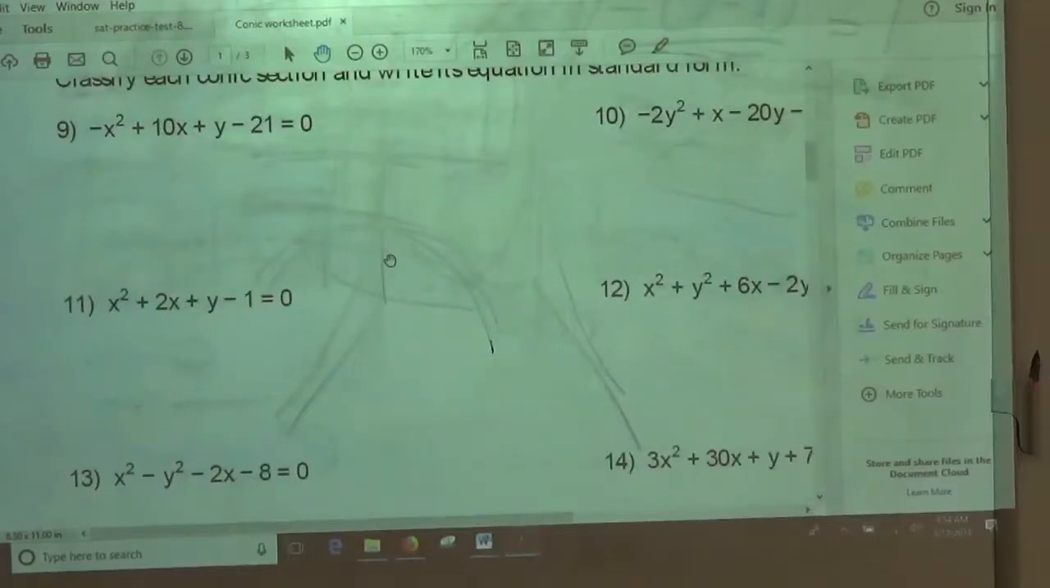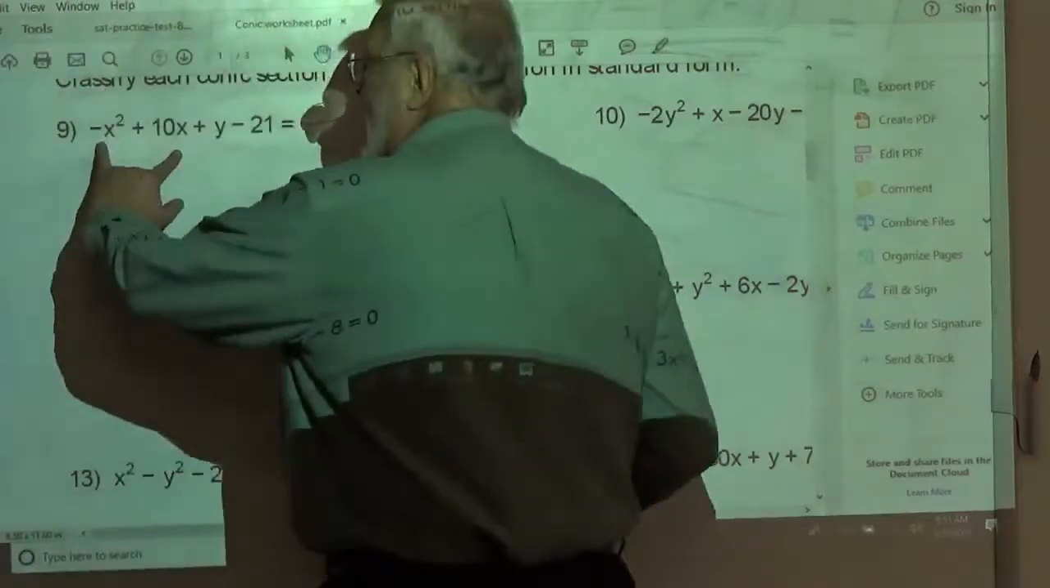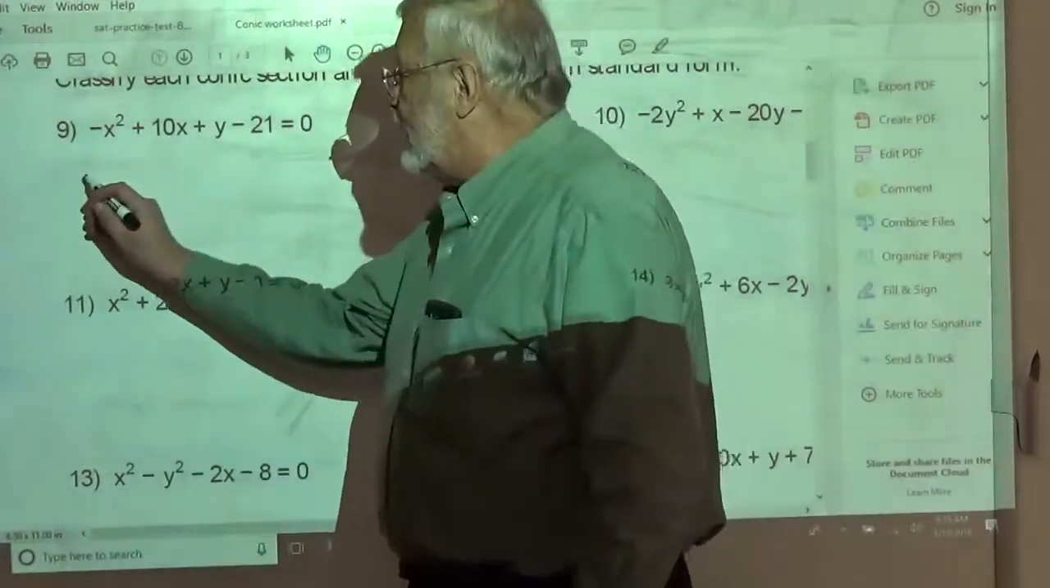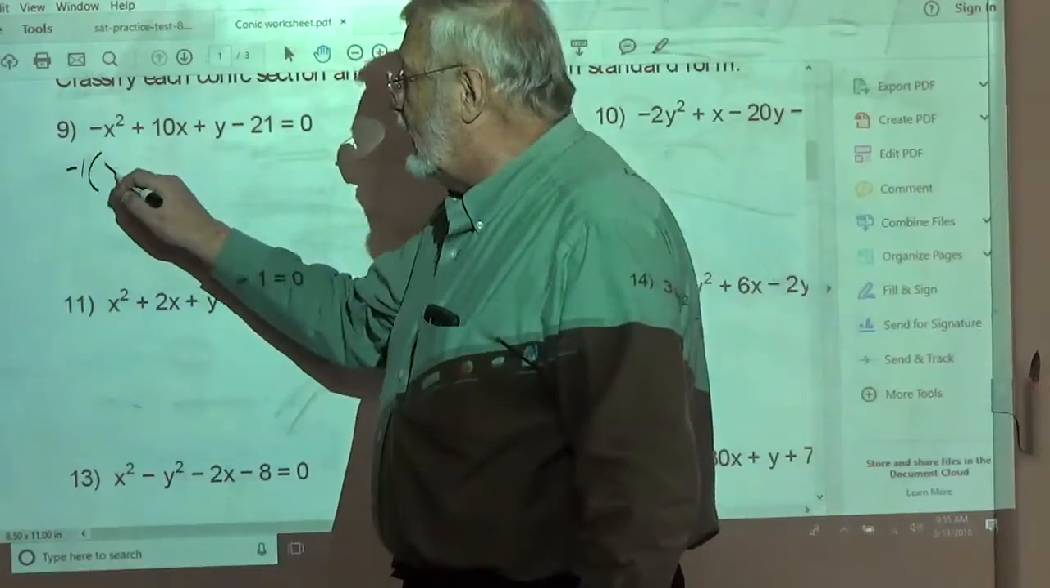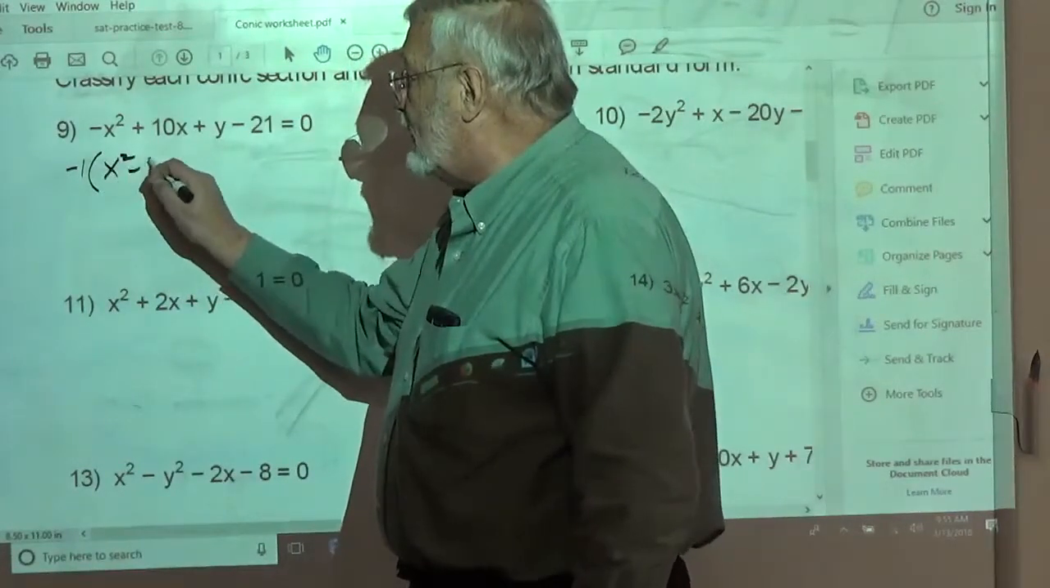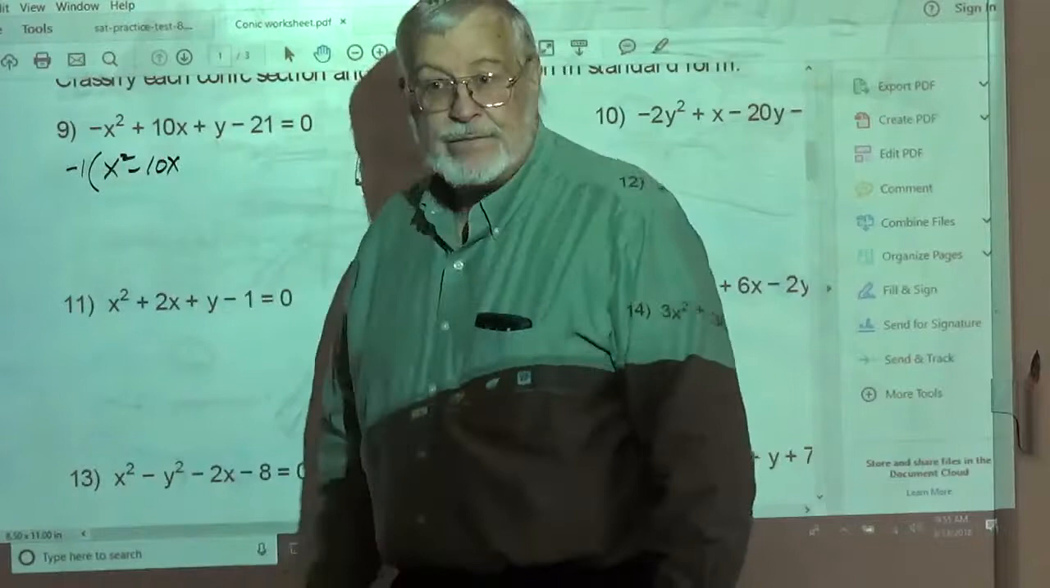All right, in order to be able to get this, the first thing I have to do is complete the square after I figure out what it is. Okay, so I have an x squared, but I have a y in the first. So what is it? Parabola. Okay? Now, I have to complete this square. So the first thing I'm going to do is pull out a negative 1. Negative 1, this will be x squared minus 10x.